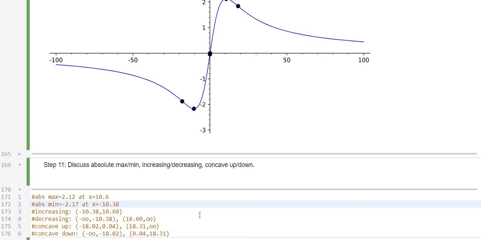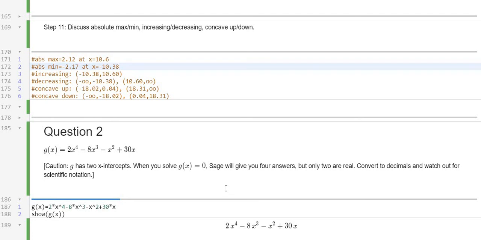Okay, so the point of all the work above is to produce a decent graph and to analyze a function. These are kind of the key features of the thing. So make sure you finish step 11. Okay, so question 2 I'll leave for you to do on your own.